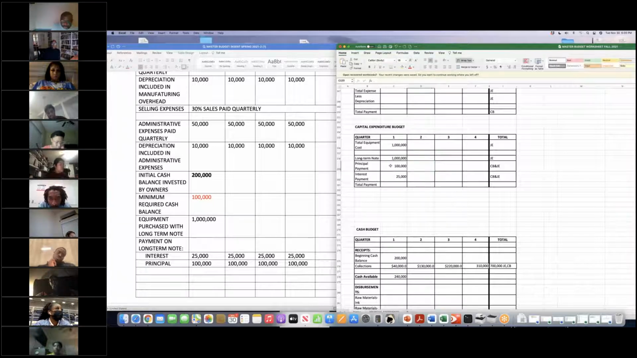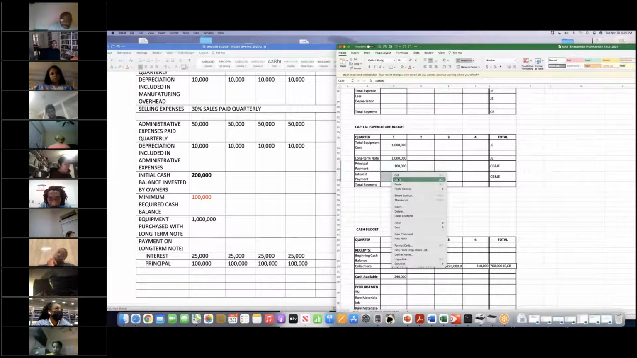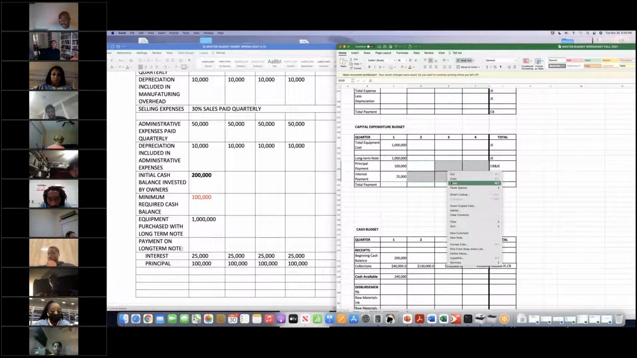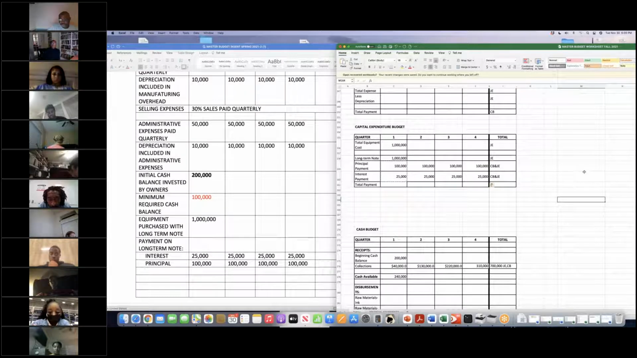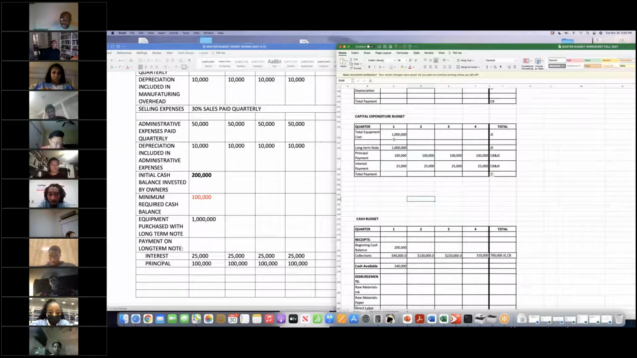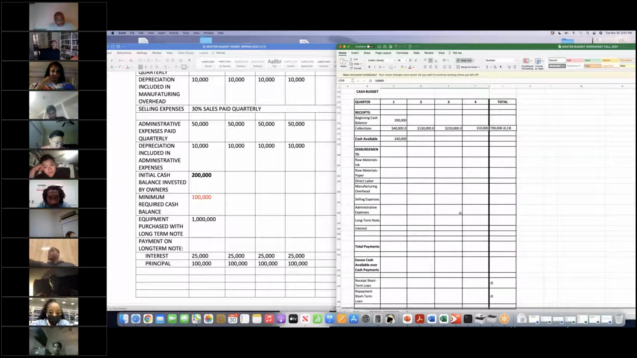In fact, we pay this every quarter. Those are fixed costs. We pay them every quarter. Okay. Now this is not a cash item because we used the note. So we're going to go down.